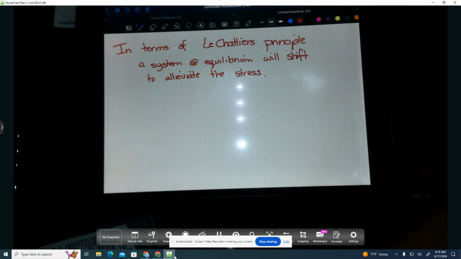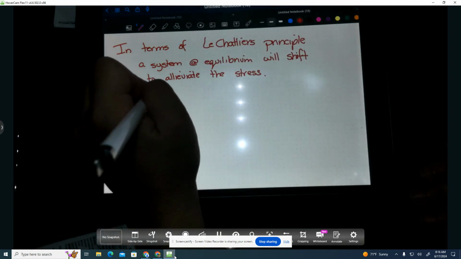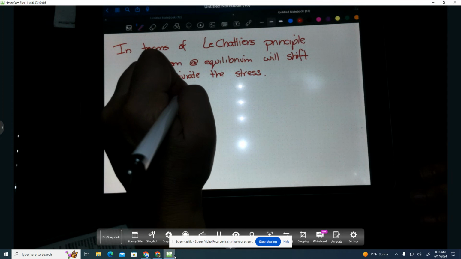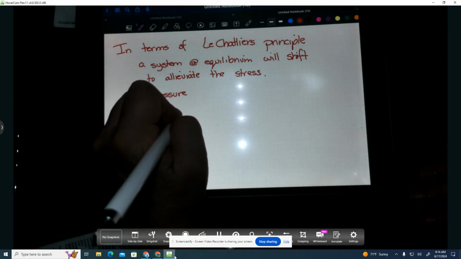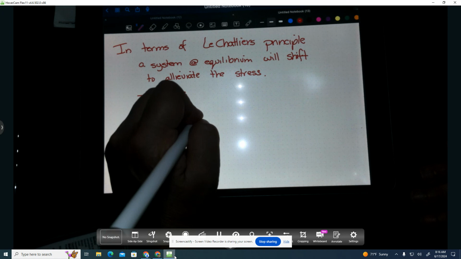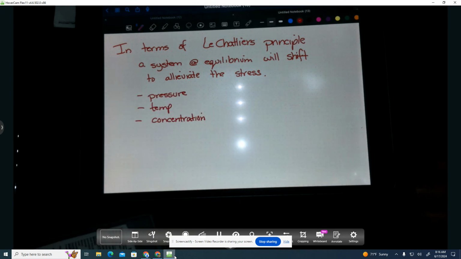There were 3 stressors: pressure, temperature, and concentration. I don't know why I wrote pressure first, but I'm going to do pressure last. Boys, if you're going to talk, you got to leave. Okay? You want a pen?